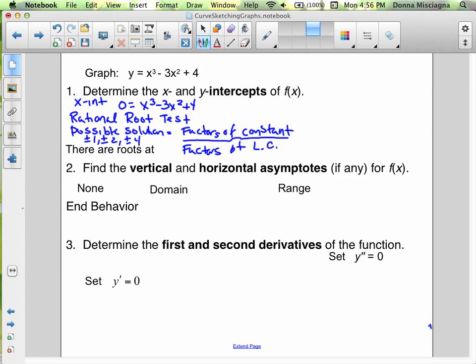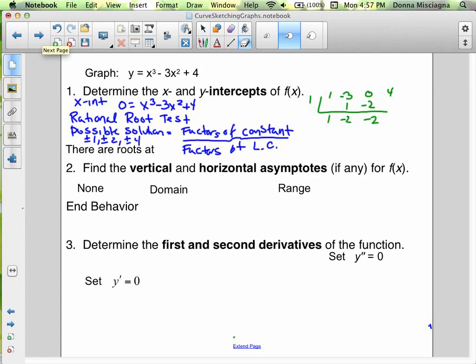You try one out using synthetic division. You just use the coefficients. Let me try over here. All right, so let's try 1. So 1, negative 3, there's no x term, 4. So 1 times 1 is 1. Add those, that's negative 2. Times 1 is negative 2. Add, you get negative 2. And no, 1 is not the right answer. All right, so let's try 2.